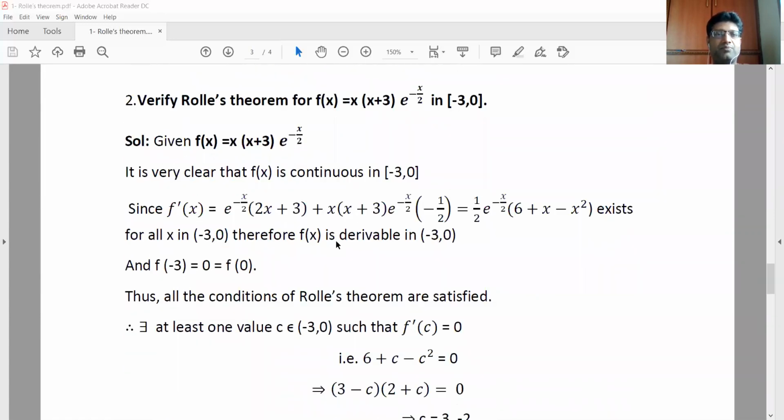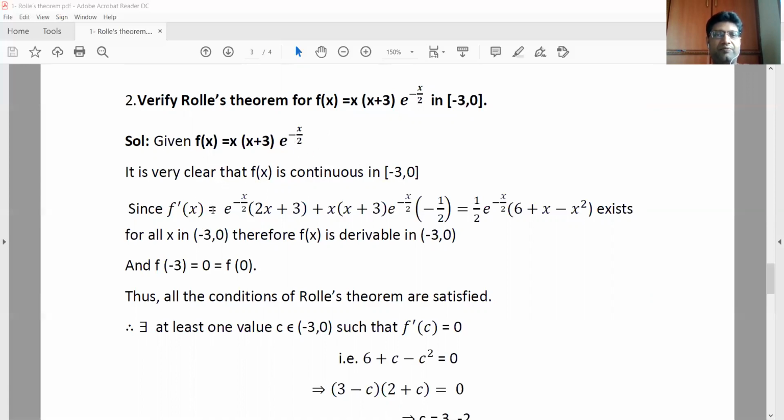So coming to the second problem, verify Rolle's theorem for f of x equals x into x plus 3 into e power minus x by 2 in the closed interval minus 3 comma 0. So this is the given function. This function is clearly continuous in the closed interval minus 3 comma 0 because there is no point where the function is not defined. Everywhere it is defined.